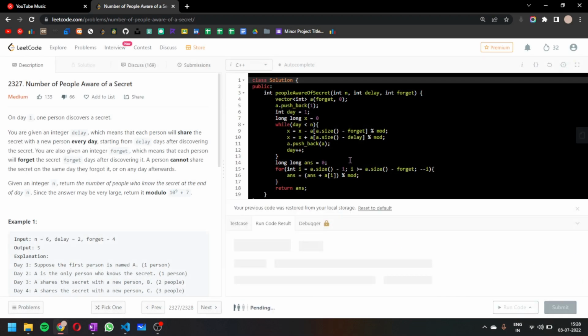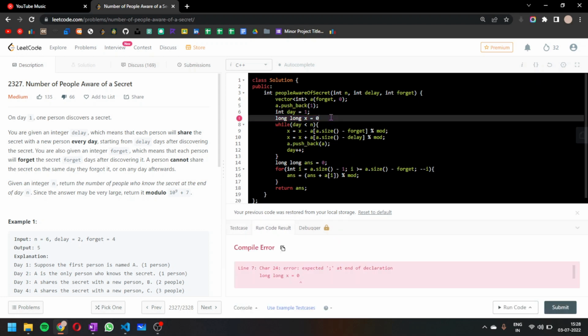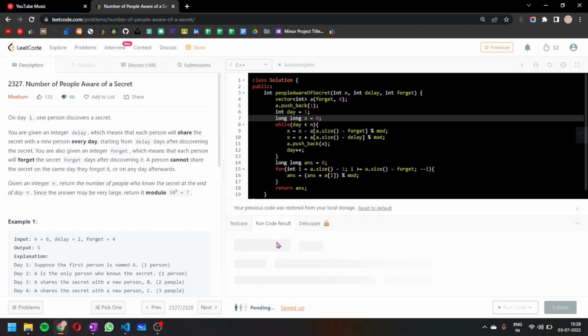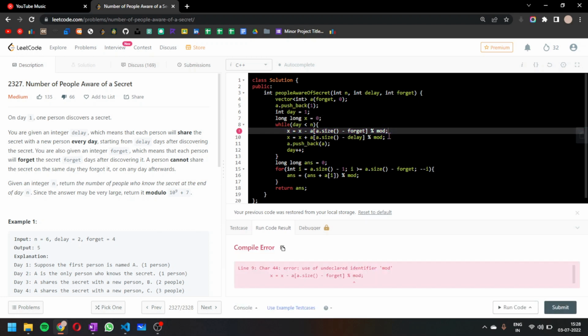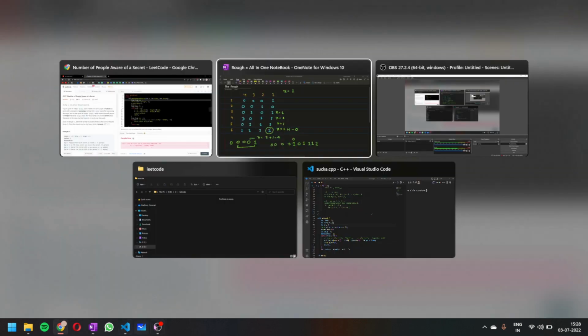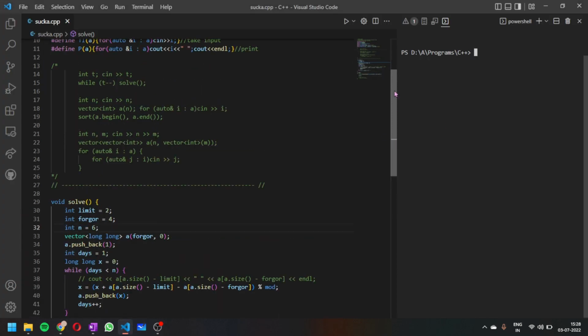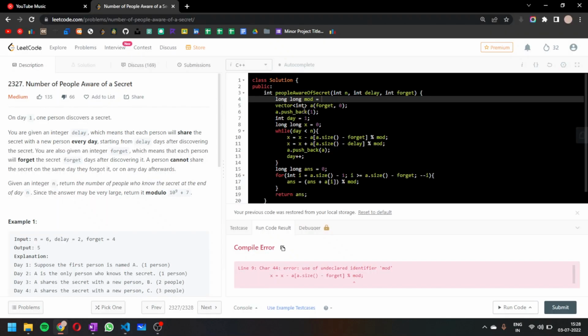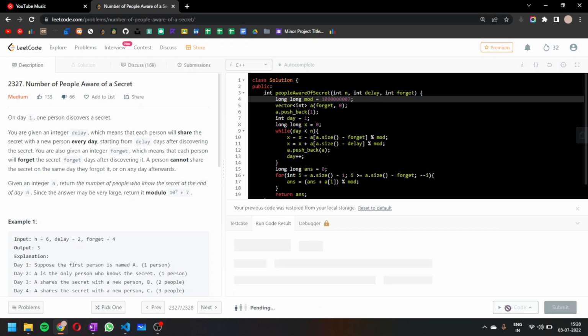So now let's just try to run our code. We are running this test case, it is giving us an error because we have missed a semicolon. Again there is an error. Okay, so we have forgotten to declare mod. So we can say long mod equals, we can take mod from here. So mod is this value, okay. Now let's try to run our code.